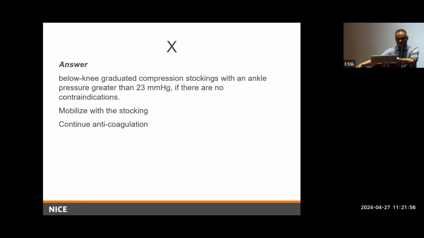Generally, grade 2 or grade 3 stockings, either below knee or above knee. They compared below knee and above knee as well, and found there is no significant difference between them. So generally, most of us now give below knee stockings because they are more user-friendly.